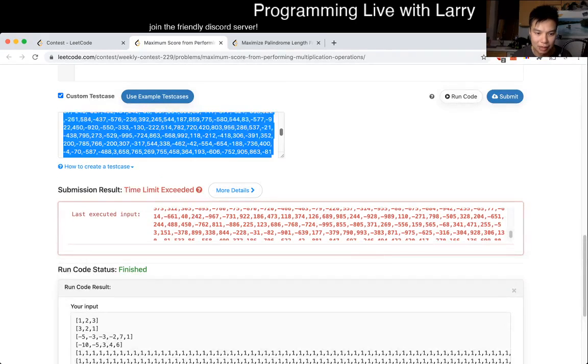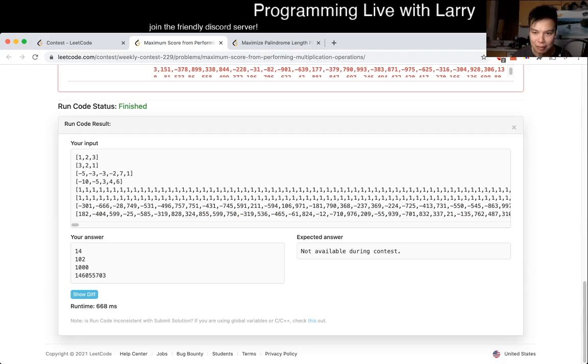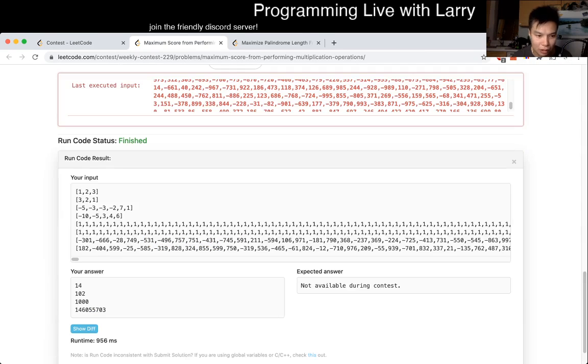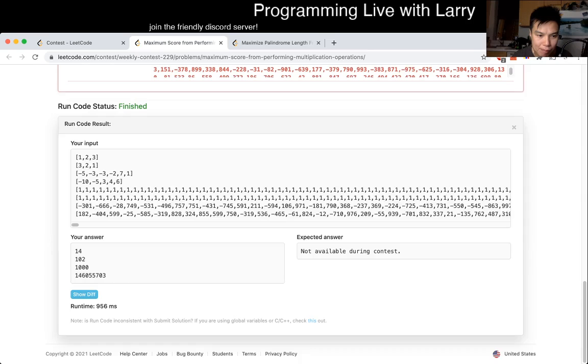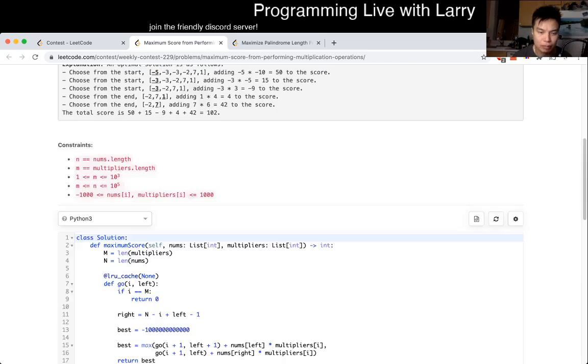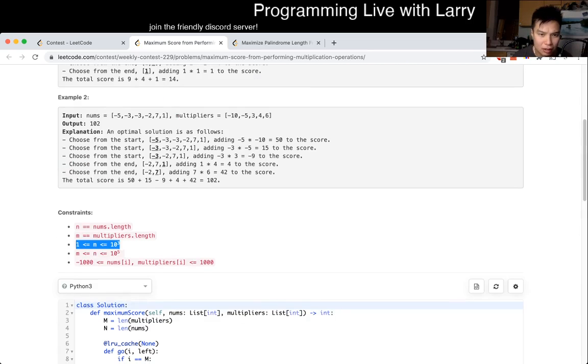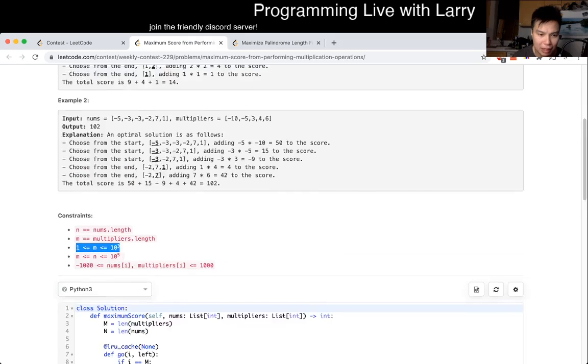Why is my running time faster than before? By like a lot. Okay, now it's slow again. It's m square. So what can I optimize, right?